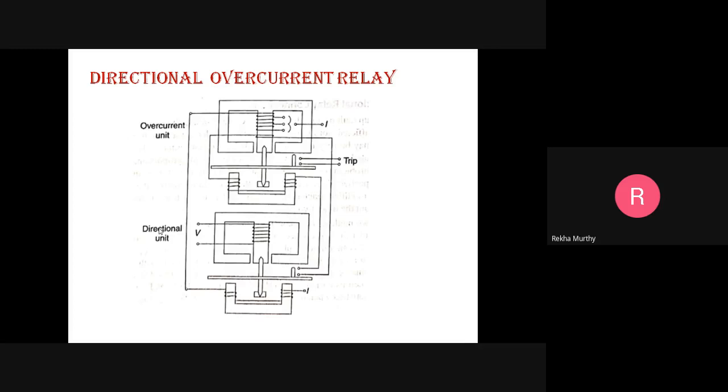The overcurrent unit can be either a wattmeter type or a shaded pole type. In a shaded pole type, the opening is made in the shading coil, which in this case is a wound coil instead of an ordinary copper strip. So this is about the directional overcurrent relay.